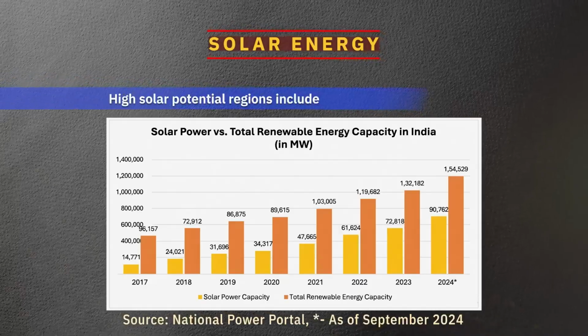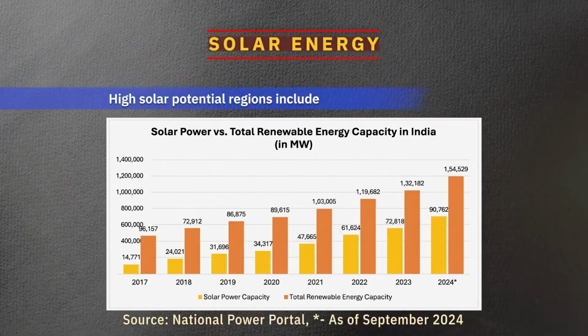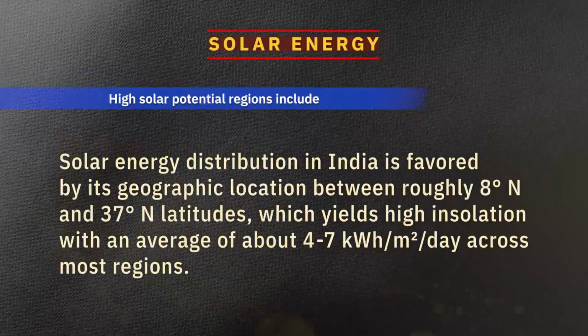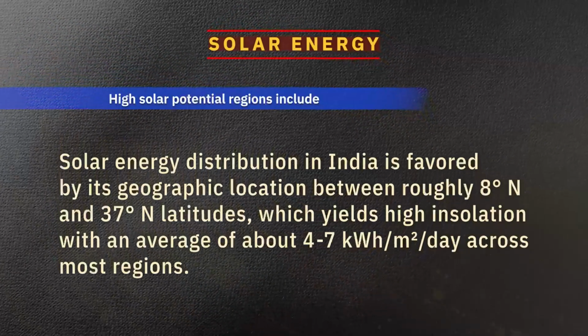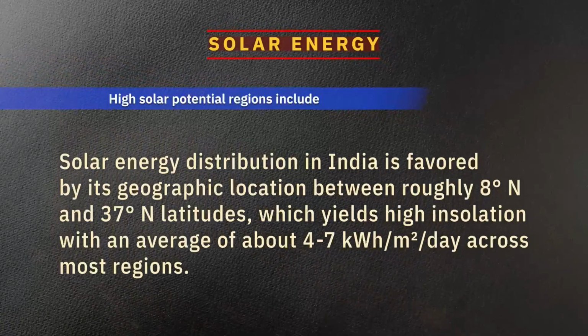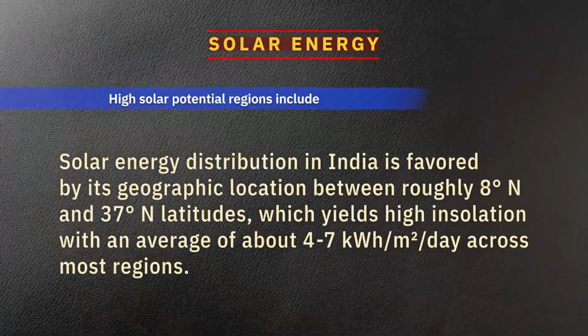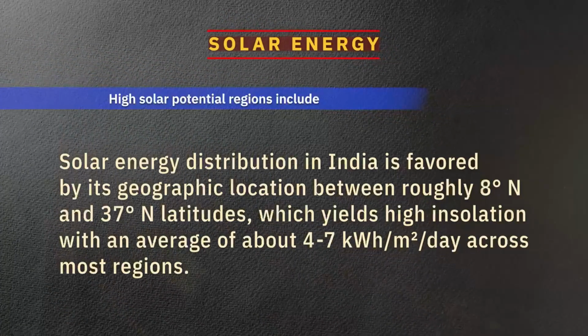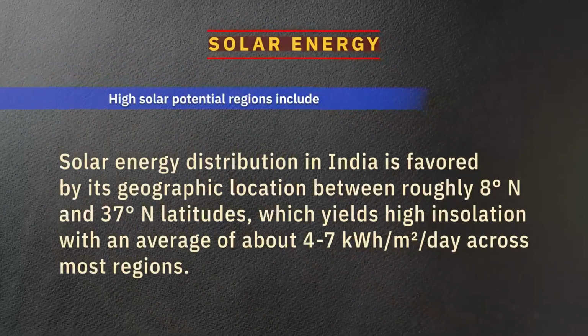Now, coming to the Indian scenario, we can see that India has a favored geographical location because it is a tropical country, and roughly between 8 degrees north to 37 degrees north latitude, the solar power yield is very high. About 4 to 7 kilowatt hours per square meter per day of solar power can be seen in India.